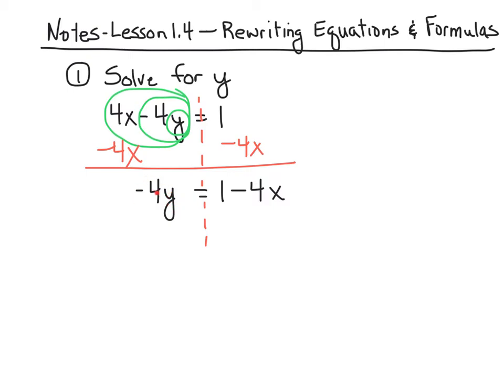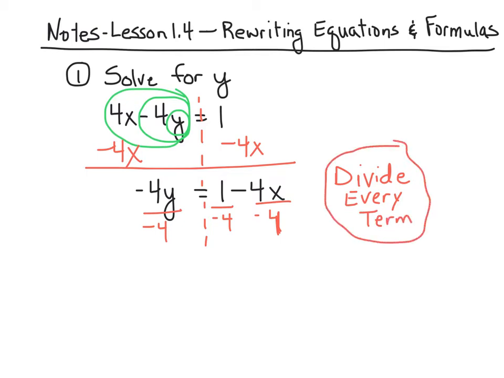Okay, I'm still working on solving for Y, or isolating the Y. So now I need to get rid of this multiplied negative 4. And the opposite of multiplication is division. So I'm going to divide both sides by negative 4. Now here's the critical step. You have to divide every term by negative 4. And that happens for multiplication too. Sorry, had a little technical difficulty. You have to divide every term. And that's the case for multiplication too. Every term. So beware of that.